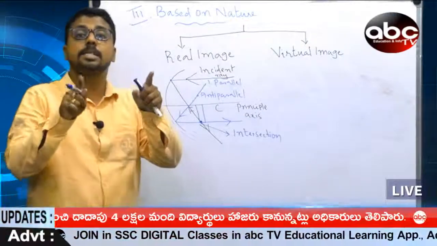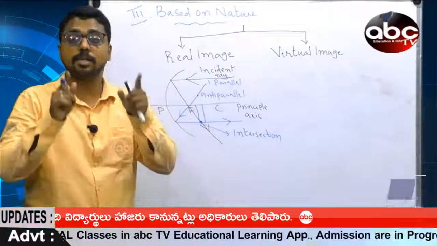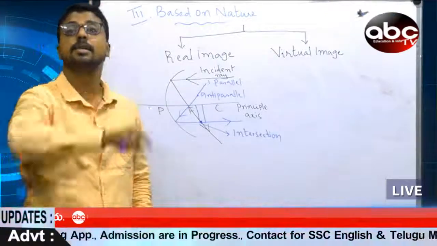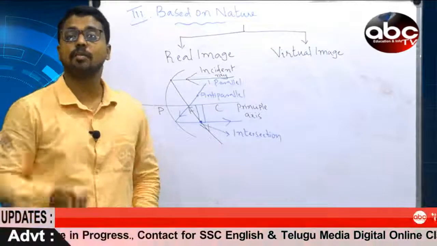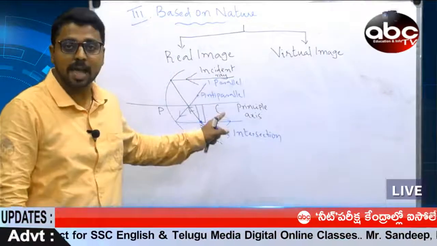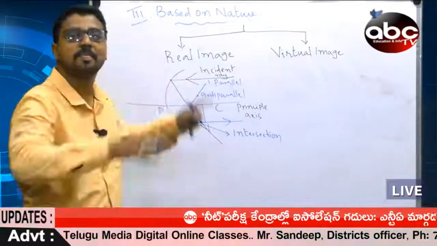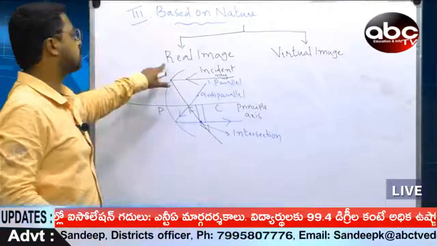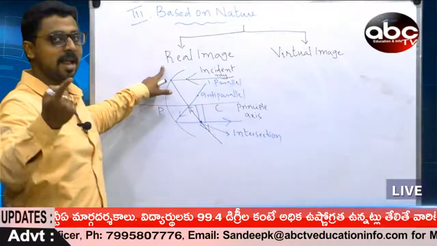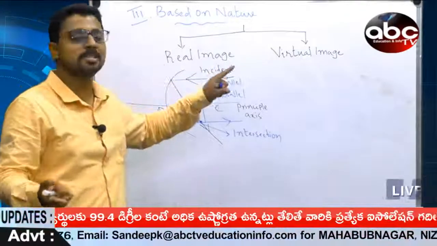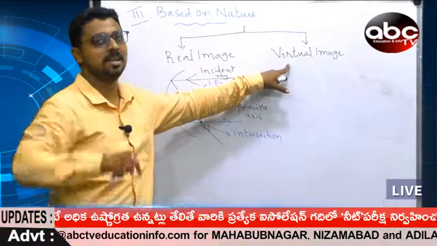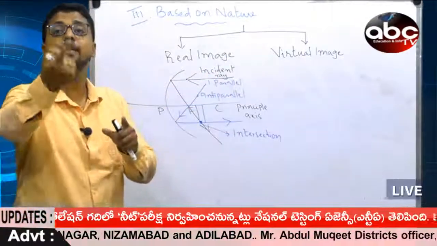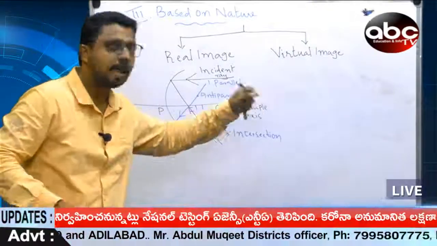A real image is obtained by the intersection of rays. At the start of my class I said the same concept, and I used a word: 99% you expect a real image. Then you might have had a doubt: what is the 1%? That 1% is a virtual image. How can you expect a virtual image? We are going to learn that now.